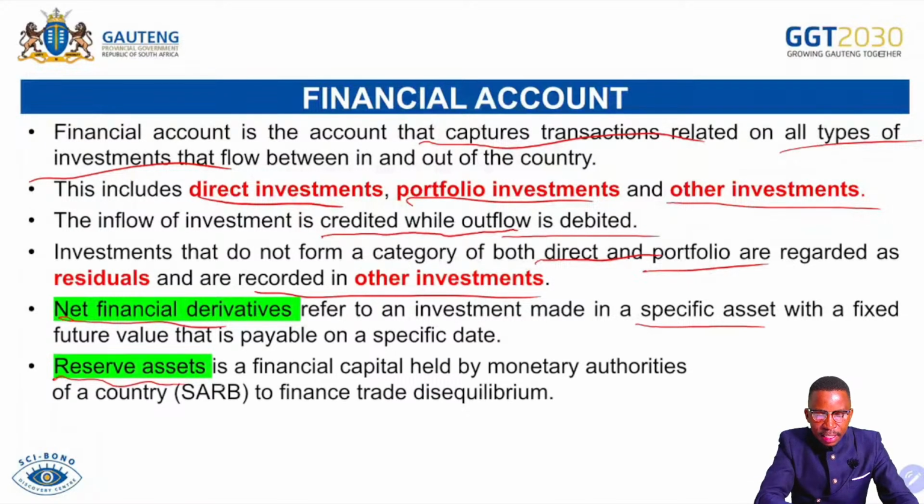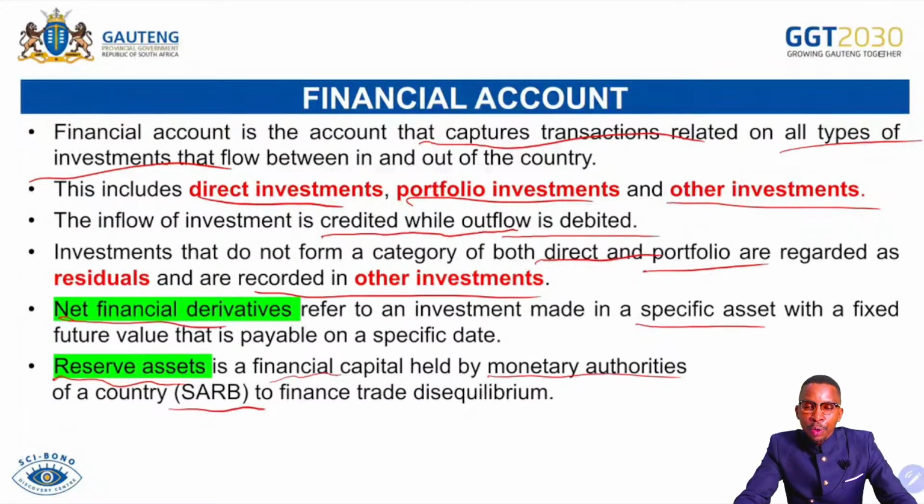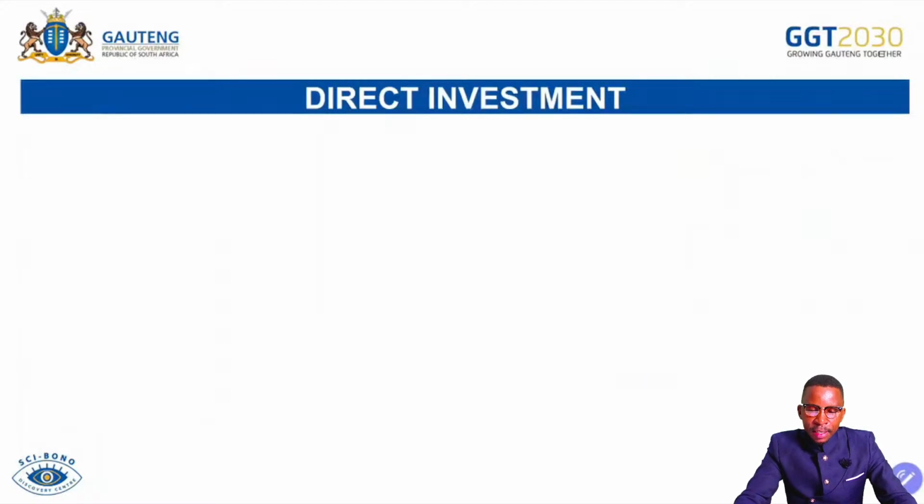A reserve asset is the financial capital held by monetary authorities of a country, such as SARB, to finance the trade disequilibrium. If the country is facing a trade disequilibrium, it will have reserve assets that can be used to finance what we call the trade disequilibrium.